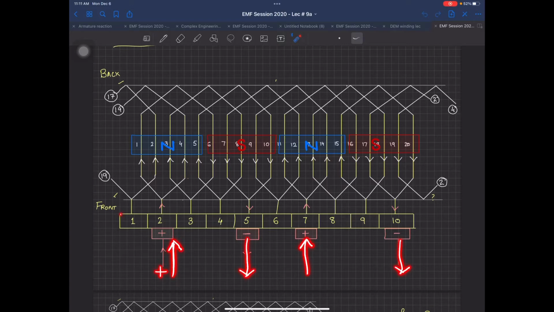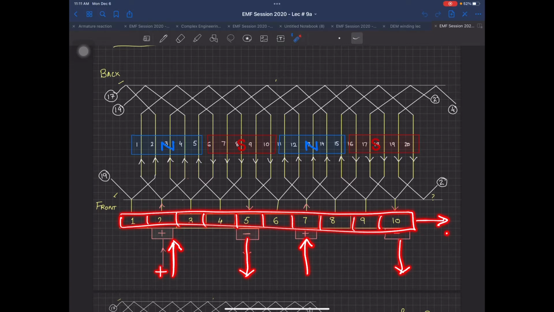But these commutator segments over here, which are connected with the segments over there, are constantly moving in one direction, depending upon clockwise or anti-clockwise. So this means that when this positive carbon brush is connected at this point over here, after some time, segment 2 will come at this position, 3 will come at this position, 4 will come over here, 6 will come. So this is constantly moving over there. So at any given point, the entry terminals were at slot number 1 and slot number 4.